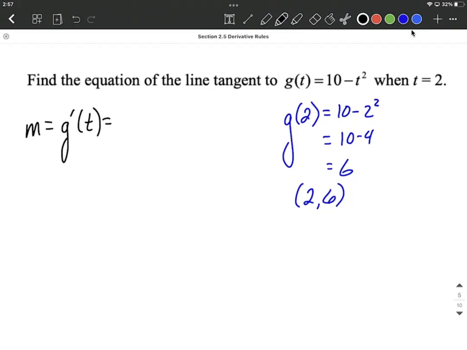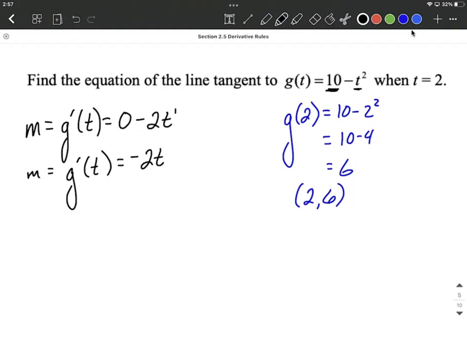So one term at a time, let's go ahead and find the derivative. The derivative of 10 is going to be 0. Bring along our negative sign, and then the derivative of t squared is going to be 2t to the first power as we use our power rule. A little bit of simplifying down here, this is going to be g prime of t equals negative 2t. And remember, that's the slope of our line.